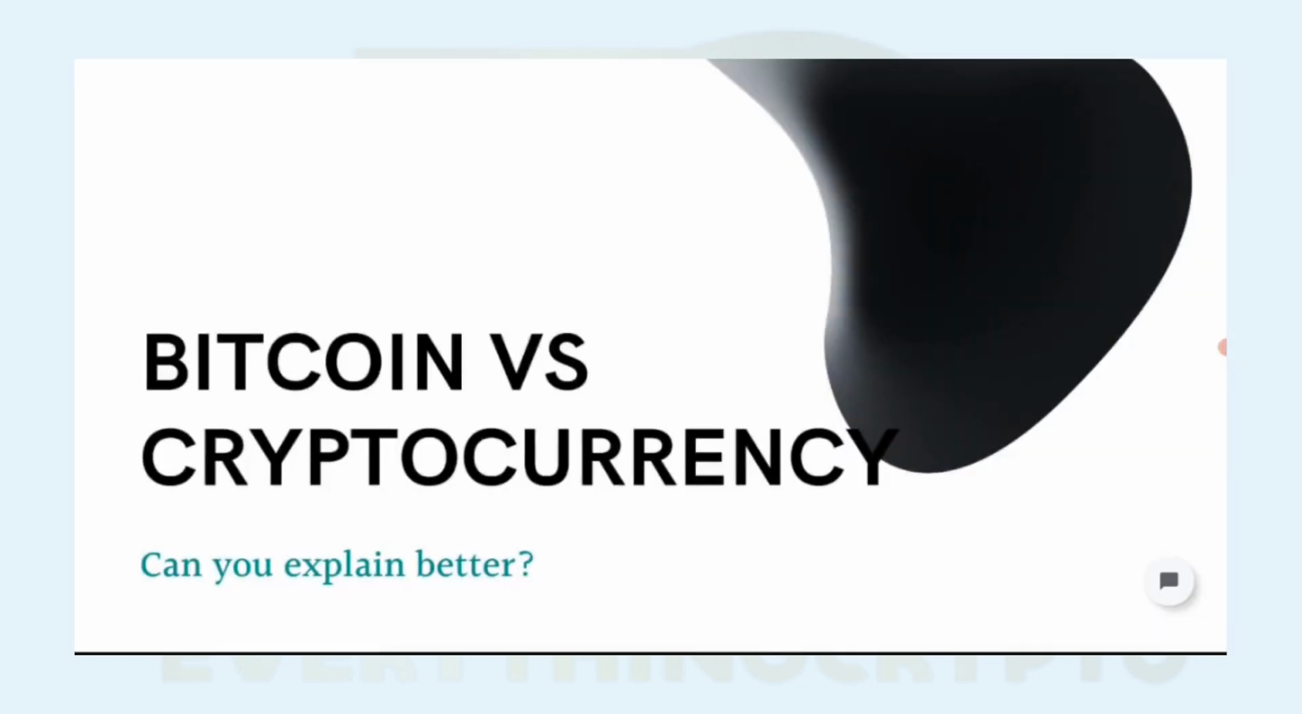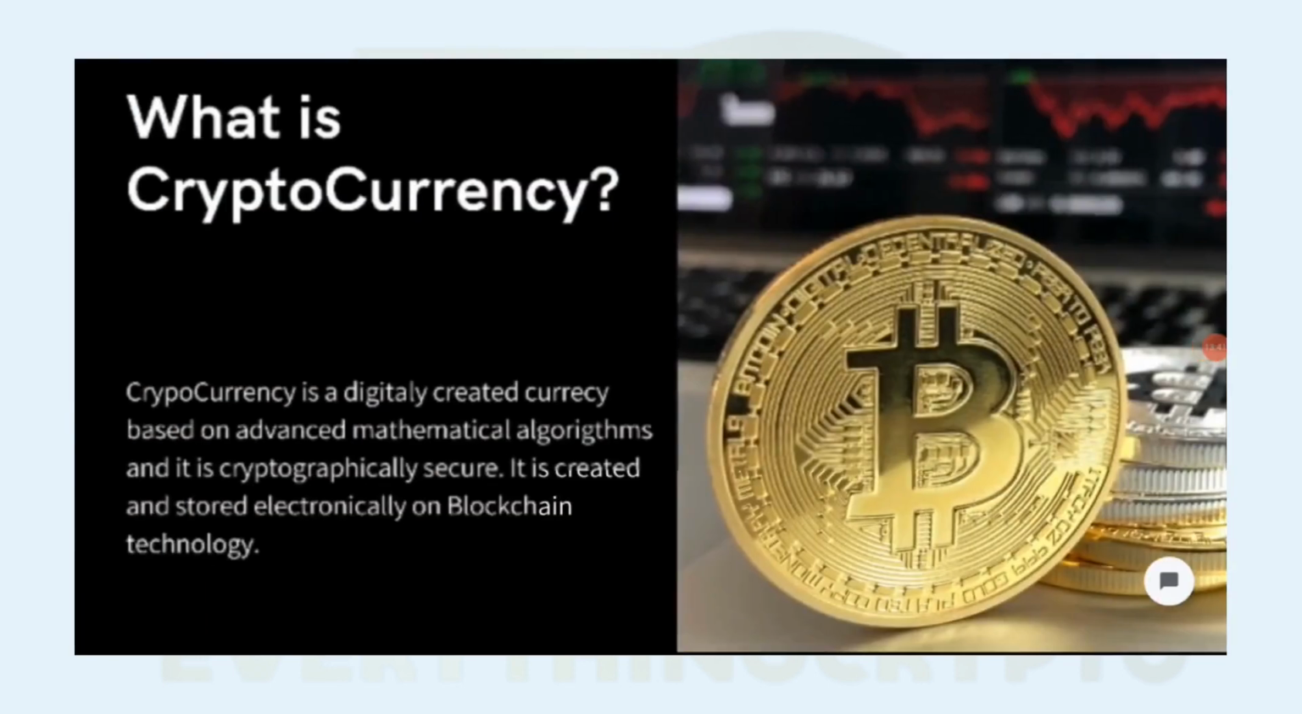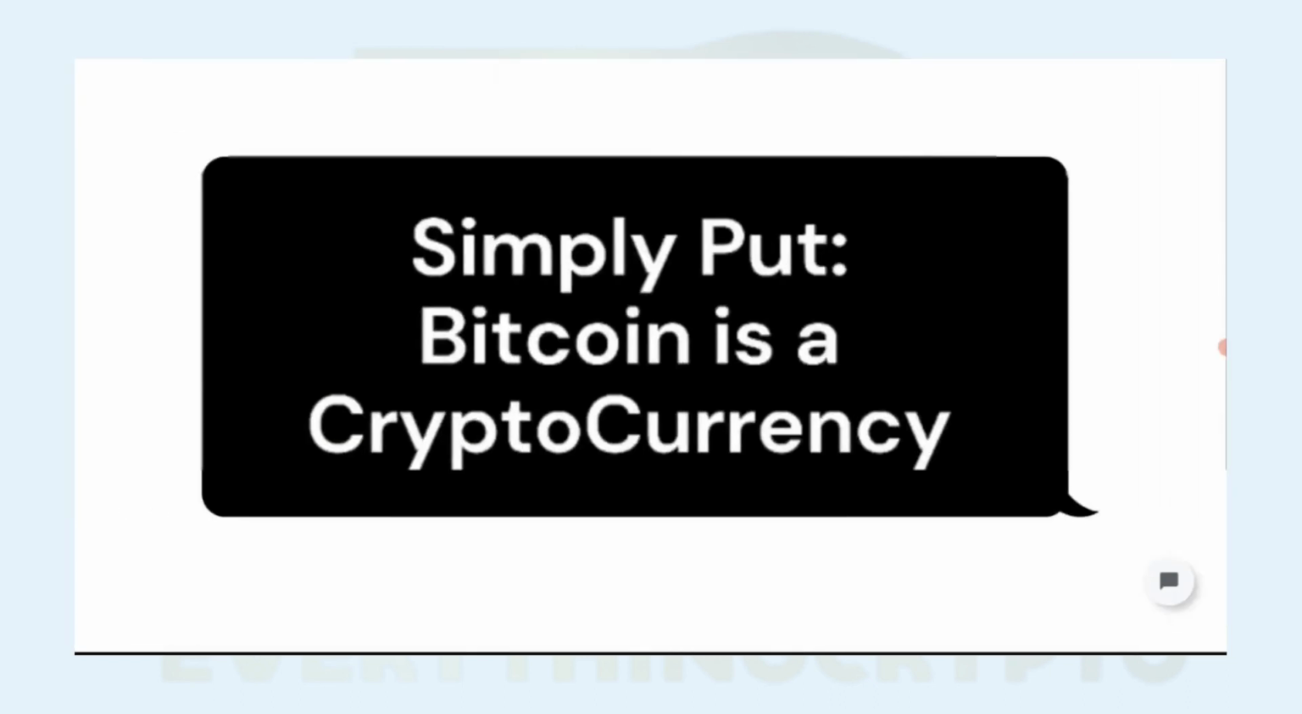So, like I just said, Bitcoin is a form of cryptocurrency, while cryptocurrencies are all digitally created currencies based on advanced mathematical algorithms, and they are cryptographically secure. Now, I want us to move on to something else. Like I said, cryptocurrency is a digitally created currency based on advanced mathematical algorithms, and it is secured cryptographically. It is also created and stored electronically on the blockchain. So simply put, Bitcoin is a cryptocurrency. So don't get confused. It is just widely adopted because it was the first cryptocurrency to be created.